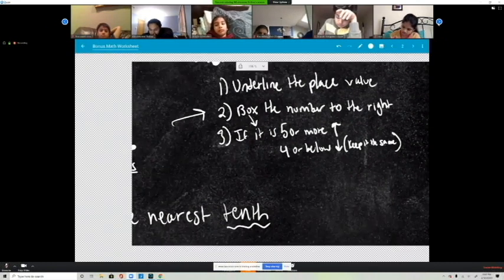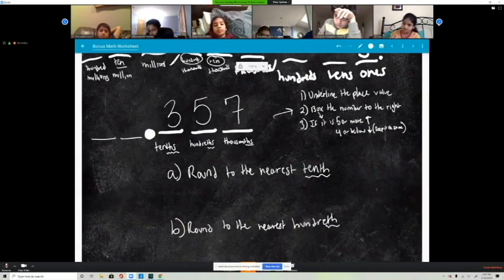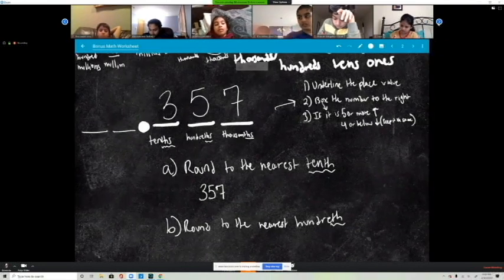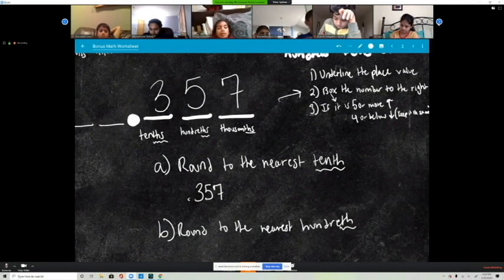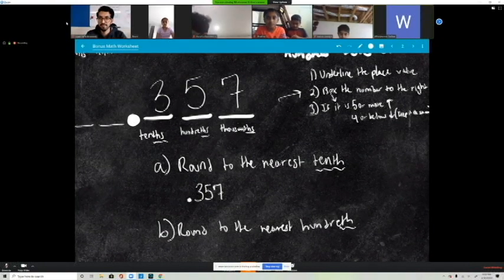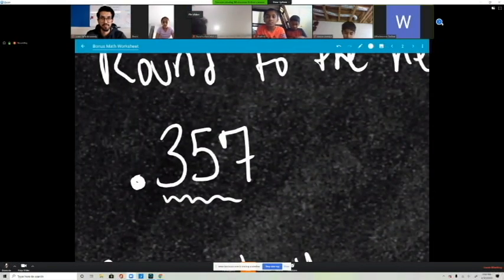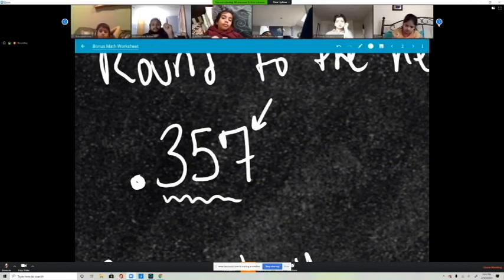So yeah, those are the 3 steps, and let's go through that for letter A here. We're going to round to the nearest tenth. The number is 0.357. The way in which we say this is we say it as if it's a regular number, 357, and then we look at the last place. The 7 is in the thousandths place, so we say 357 thousandths. That's how we would say this number.